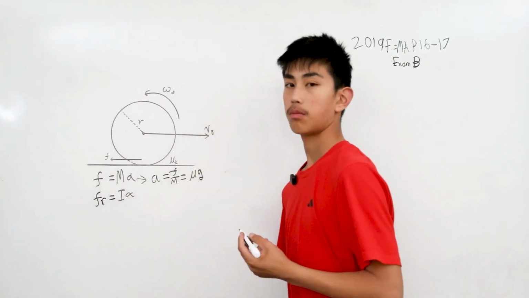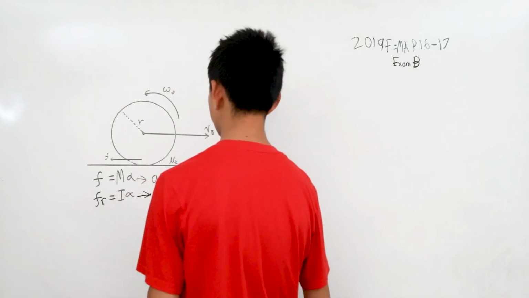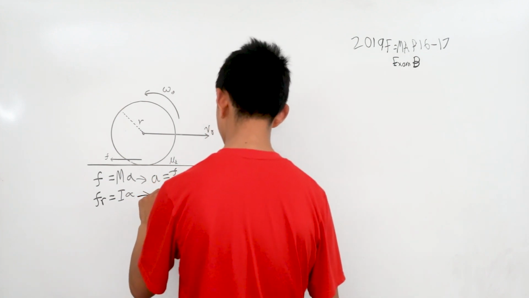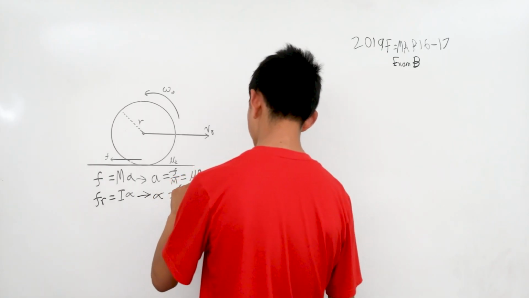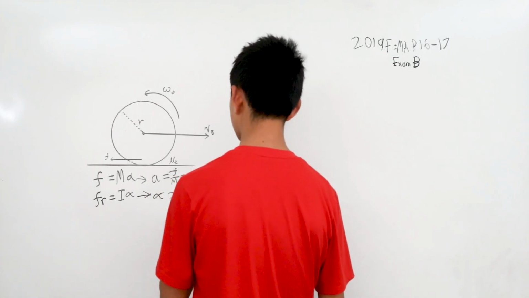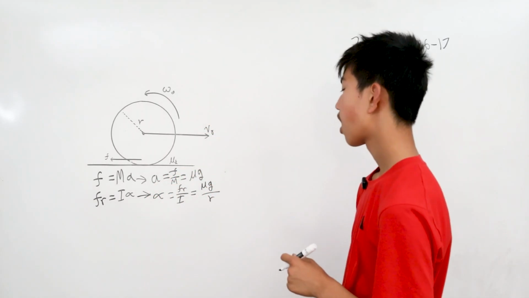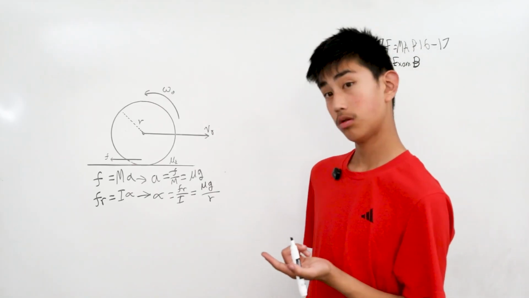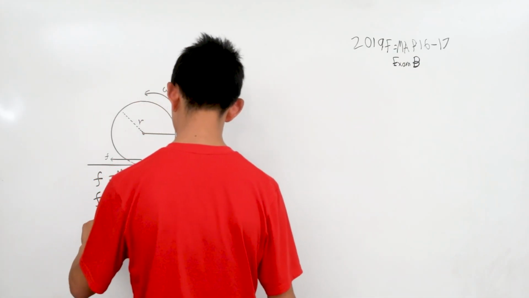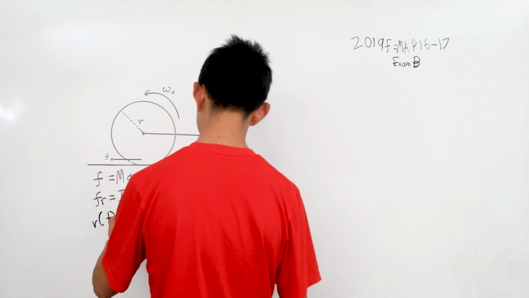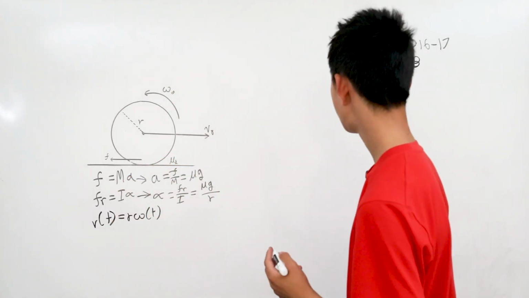This is mu of k, but we're just going to keep it mu because we're going to plug everything in at the end. Now, similarly, alpha becomes friction over inertia, or mu of g over r. So then we have that, and so now we know that velocity of time is equal to r omega of time. So then we can start solving by plugging these values in.